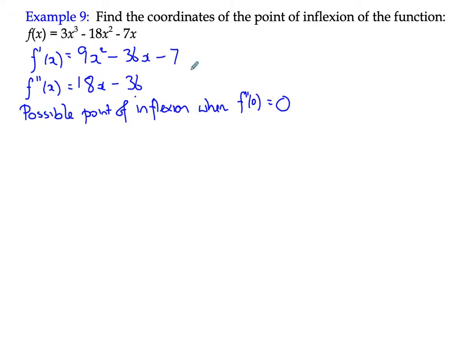In other words, we can put those two together. Our second derivative is 18x minus 36, and we want to study it when that value is 0. We can rearrange that and solve: x is equal to 2. There may be a point of inflection, but there may not. That's why I've used the word possible point of inflection. What we need to do is to check the concavity.